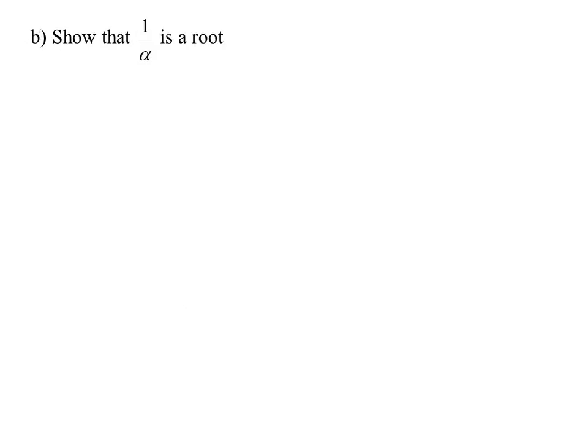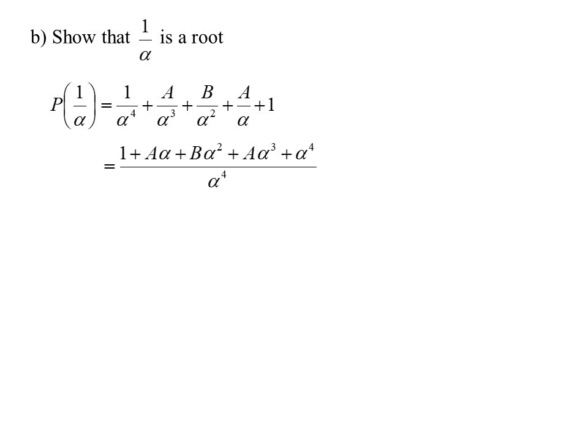Now we're going to show that the reciprocal of alpha must be a root. Well, if I substitute it in, I get this expression. Algebraic fraction, let's put alpha to the power of 4 as our denominator, and the top of the fraction we get 1 plus a alpha plus b alpha squared plus a alpha cubed plus a to the power of 4. But that is polynomial alpha, and that's because those coefficients were palindromic or symmetric. So we've got the same thing, and we know alpha is a root.